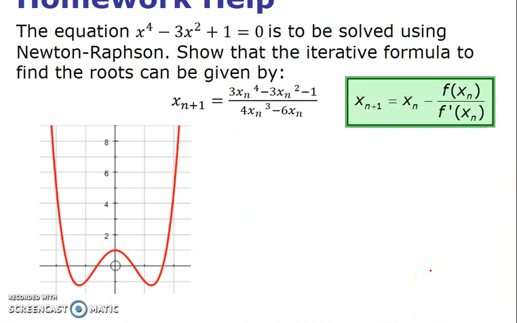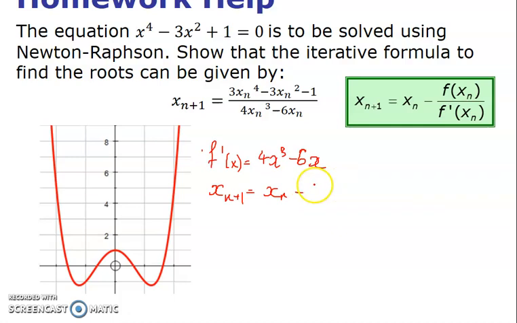A little homework help just to finish off with. Sometimes you get asked to find a formula, and this will be useful if you look at the homework. The equation then says this. So basically I'm going to chuck it into my formula. So my formula for this, my f dash of x, if I assume the top one is f of x, becomes 4x cubed minus 6x. So my formula for the next one, xn plus 1, becomes xn, notice I'm putting the n's in, minus the function.